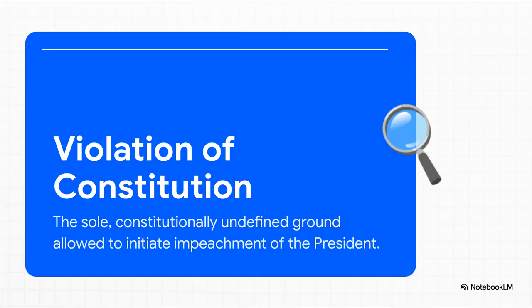So how do you actually remove a sitting president? Well, there's only one condition that allows you to initiate impeachment, and that is a violation of the Constitution. But here's the wild part. From a legal perspective, the Indian Constitution never actually defines what a violation of the Constitution means. It is left entirely up to the judgment of Parliament.